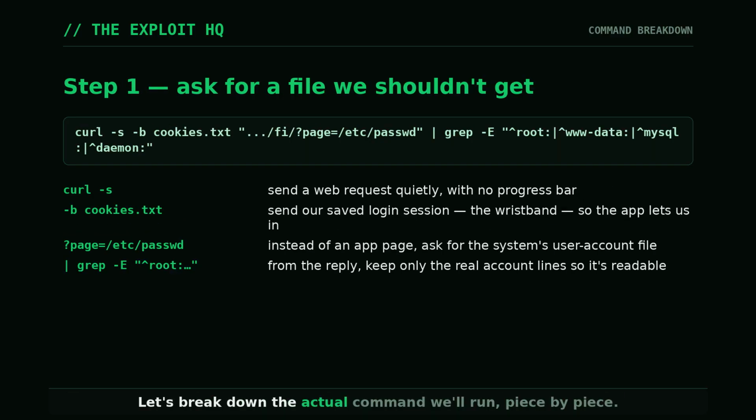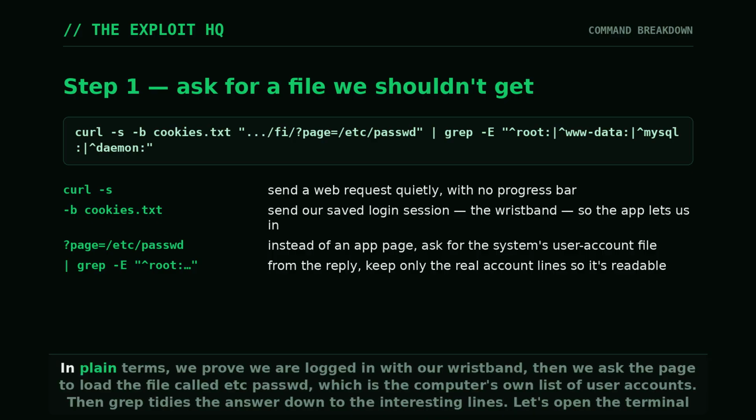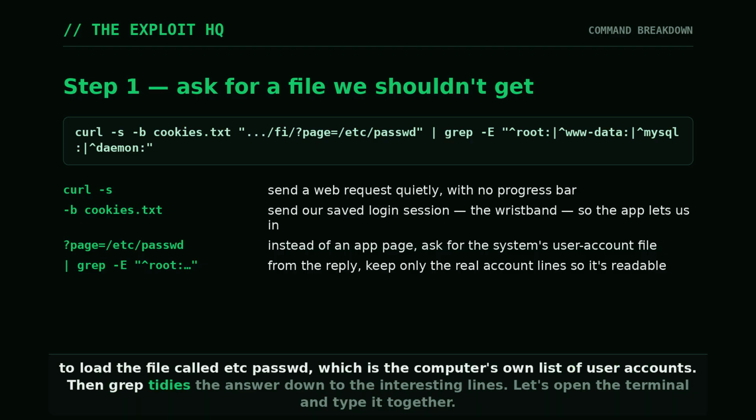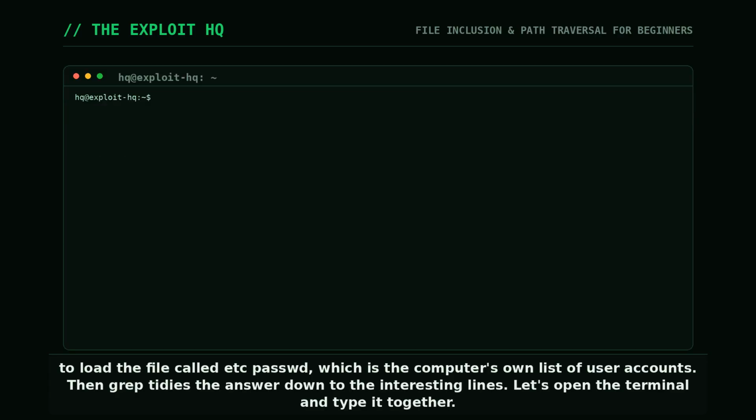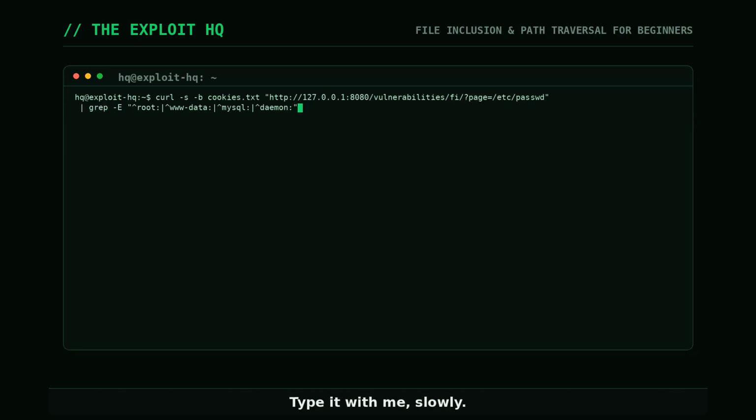Let's break down the actual command we'll run, piece by piece. In plain terms, we prove we are logged in with our wristband. Then we ask the page to load the file called etc passwd, which is the computer's own list of user accounts. Then grep tidies the answer down to the interesting lines. Let's open the terminal and type it together. Type it with me slowly.